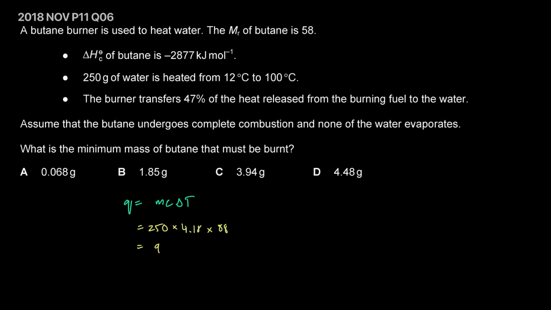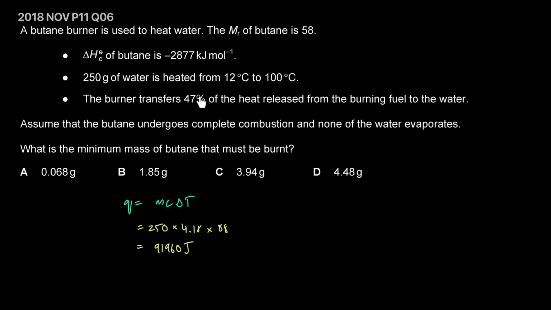This is equal to 91960 joules. Now we need to figure out how much butane must be burnt, but we first need to figure out how much energy we need to release in total in order to get this much energy transferred to the water. We know that only 47% of the heat released from the fuel is transferred to the water, right?